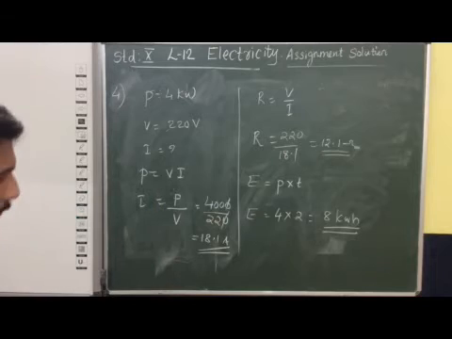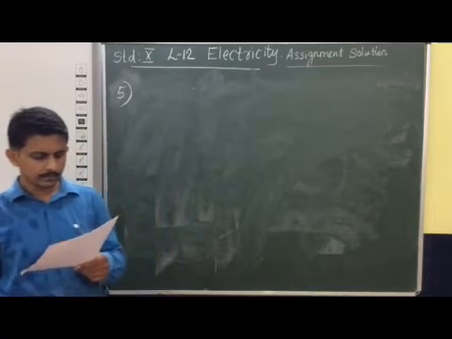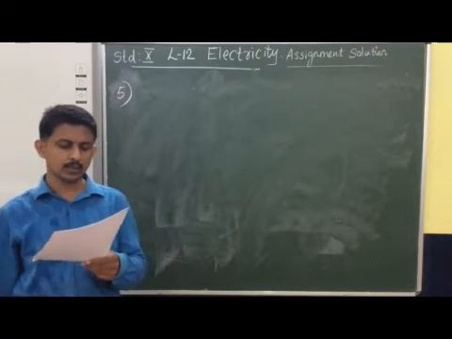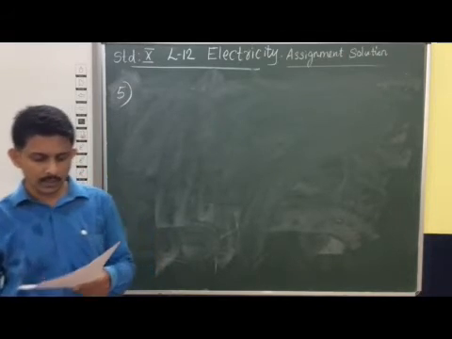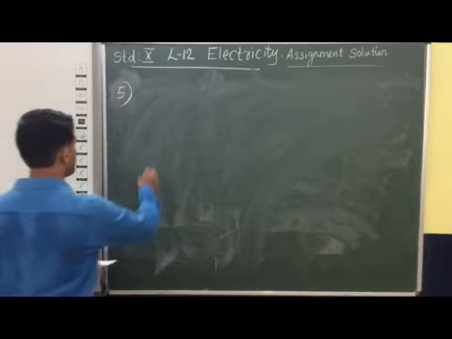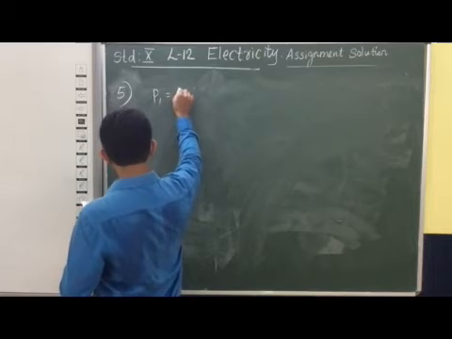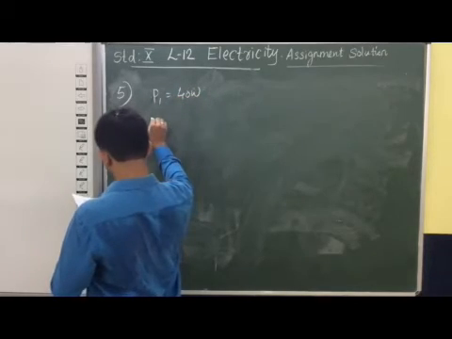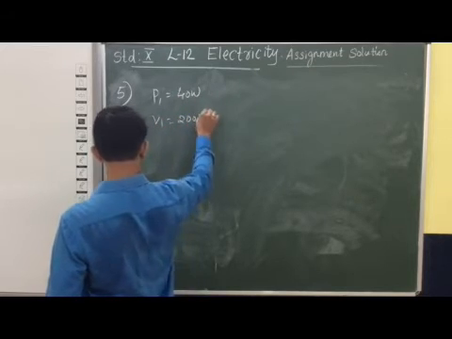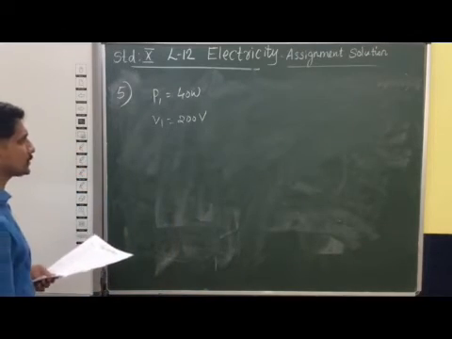Now we will consider question number 5. The two bulbs have the following ratings: 40 watt 200 volt and 20 watt 110 volt. What is the ratio of their resistances? In this case there are two bulbs. The first bulb has power 40 watt and voltage rating 200 volt. So we have to calculate the ratio of their resistances.